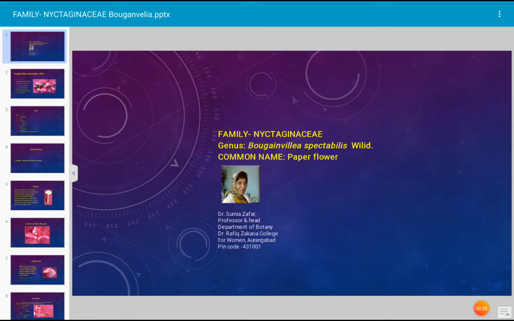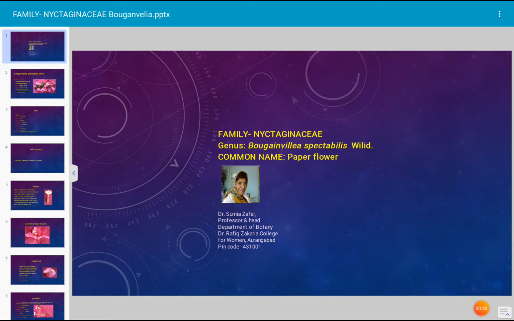Today's topic for discussion is a description of a specific plant which is known as Bougainvillea spectabilis. Bougainvillea spectabilis is a member of the family Nyctaginaceae. Its common name is paper flower. It is a thorny ornamental shrub or climber. About 18 species of Bougainvillea occur in the world.